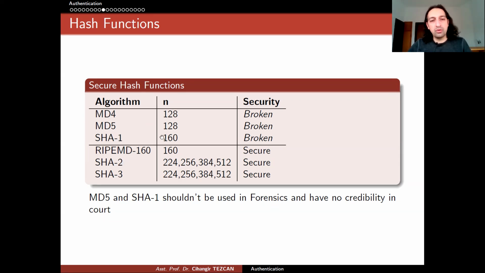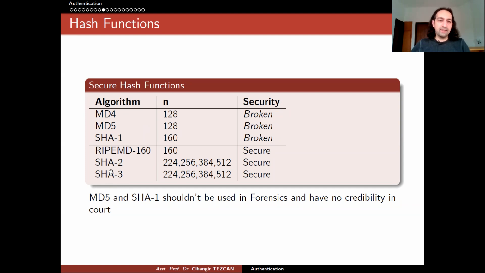If you want a short output, you can use RIPEMD, which also produces 160 bits like SHA-1, but it is not broken. Other algorithms which produce longer outputs, like SHA-2 and SHA-3, can also be used. These are the three things that you should use; the previous ones are broken and you should avoid them.